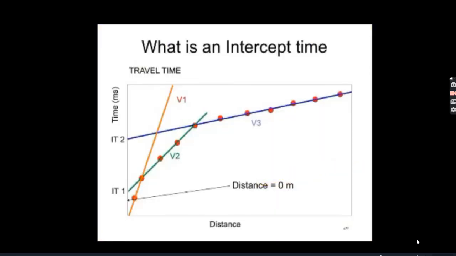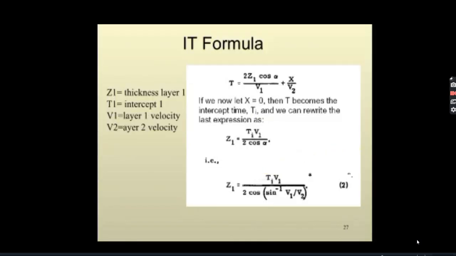What is an intercept time? This is the travel time, an example of travel time. The intercept time formula: Z1 is the thickness of layer 1, T1 is the intercept 1, V1 is the layer 1 velocity, and V2 is the layer 2 velocity.